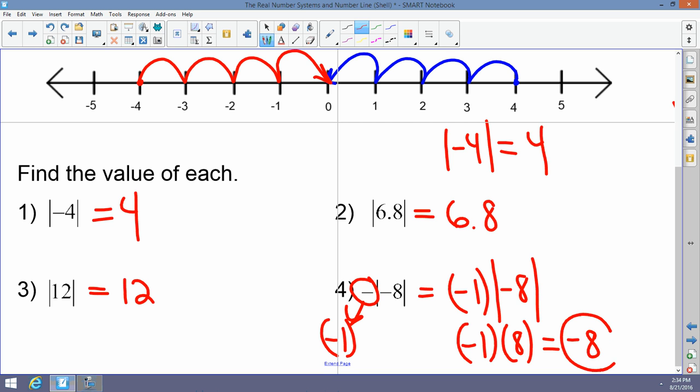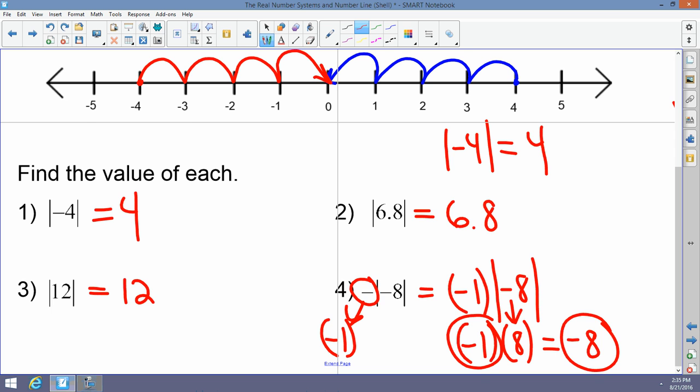Now, I know what you're thinking. You said that you can never have a negative distance, that you can never have a negative absolute value. I did not lie to you. The absolute value of negative 8 is 8. Why did it become negative? Because of this negative 1 that I was multiplying.